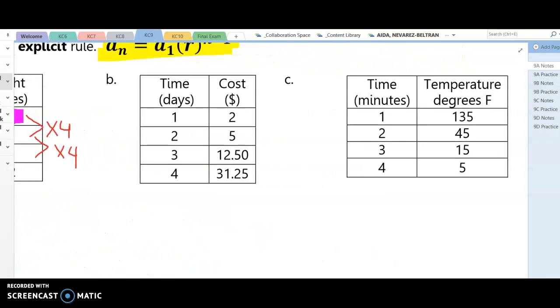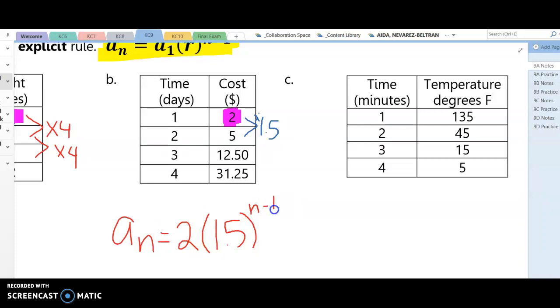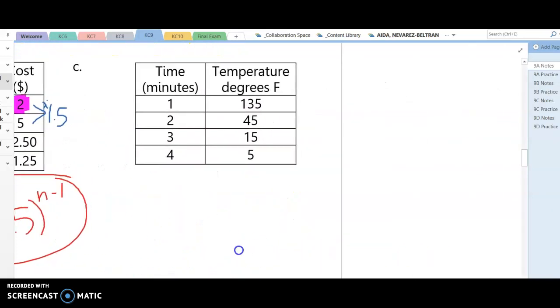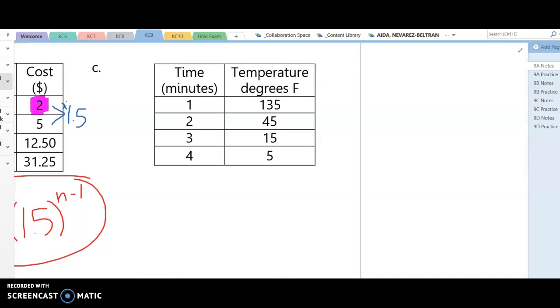Right, next one, we're multiplying by 1.5 each time, and 2 is your A1. So you're doing 2 for your A1, 1.5 for your common ratio, n minus 1. Done. And then for this last one, we're actually dividing by 3 each time. And then your A1 is 135.